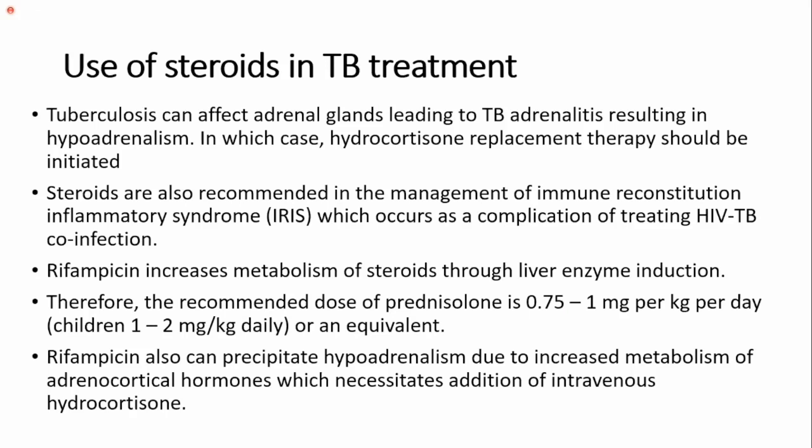And generally for the treatment of tuberculosis per se, like in the case of TB meningitis or TB pericarditis, we are going to use prednisolone. The doses you don't need to know. But in the case of other areas, like hypoadrenalism due to TB adrenalitis, or if there is some problem with rifampicin, in such scenarios, we are going to use hydrocortisone replacement for those patients.